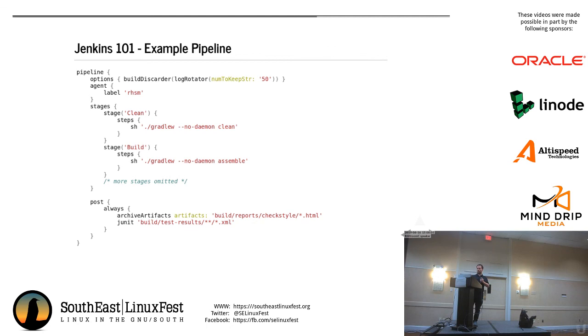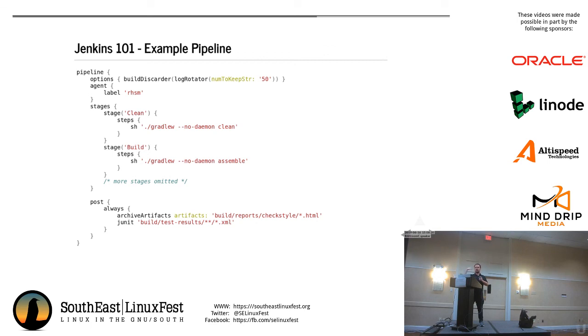These are also a Groovy DSL. You can see it starts with pipeline, and then you have some options around the job. This shows that we have a retention policy of keeping 50 of those instances of the jobs that have run around for history. Again, you see it is set to run on a specific node.